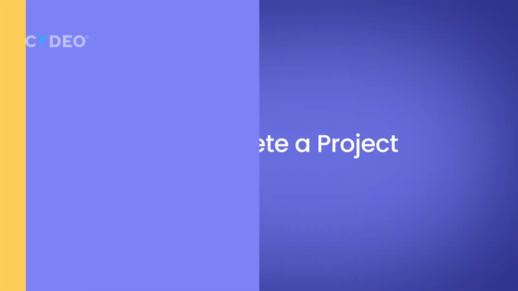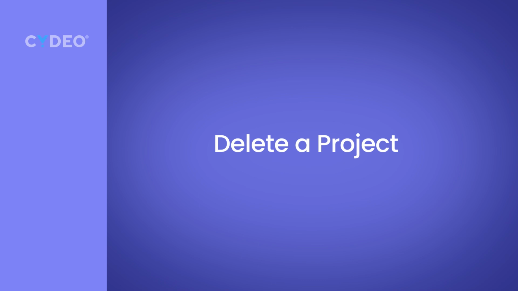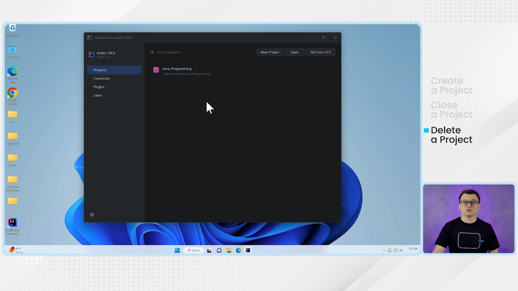And what if I want to delete this project? What if I no longer need this project in my operating system? To delete an IntelliJ project that you created in the Windows operating system, you need to go to the root directory of this project folder. So from the File Explorer, you need to locate the root directory of this Java programming. This Java programming is created under this IDEA projects. IDEA projects is the root directory of this project.